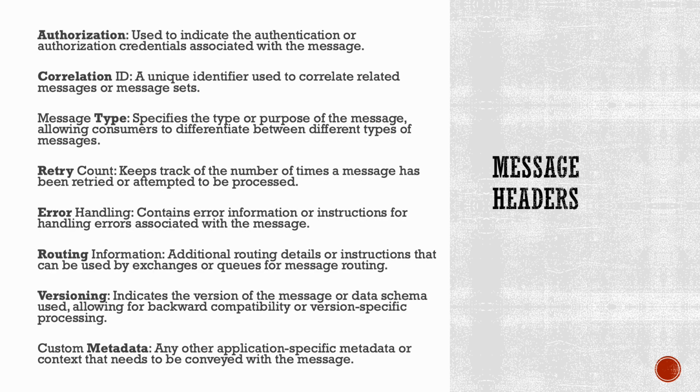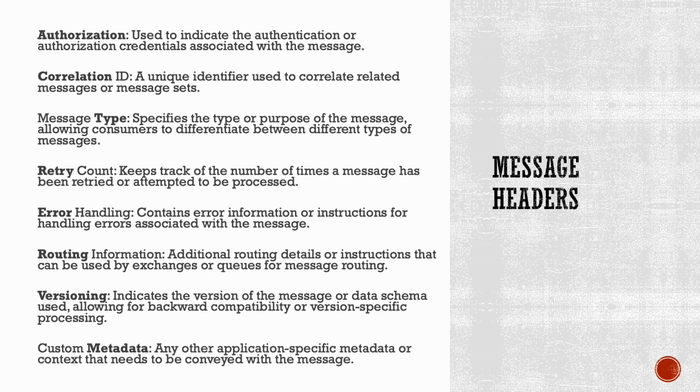The headers in RabbitMQ messages are application-specific and can be defined based on your specific requirements. There is no predefined list of headers in RabbitMQ as they can vary depending on the needs of your application. You can define any custom headers that provide additional information or instructions for message processing, routing, or filtering. Here is an example of some commonly used custom headers that applications may define.